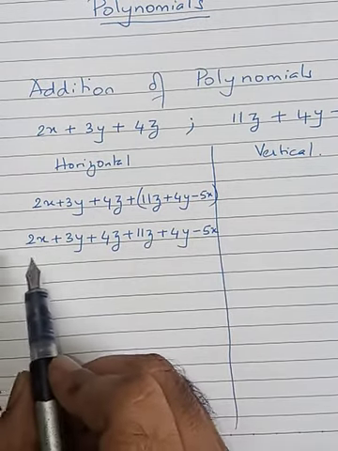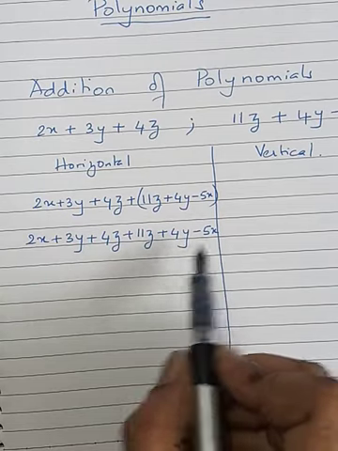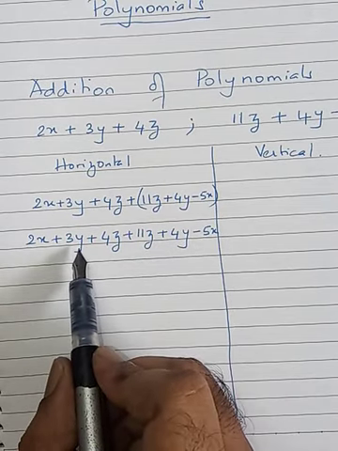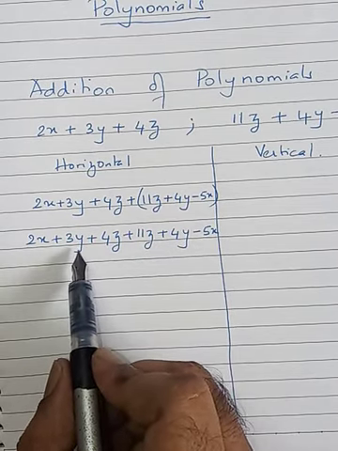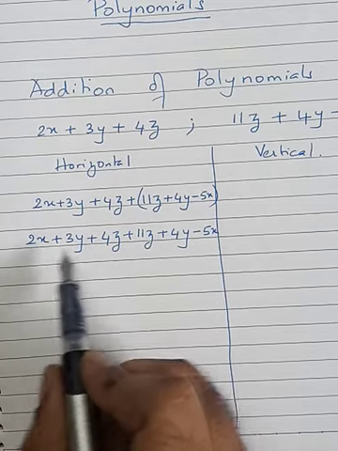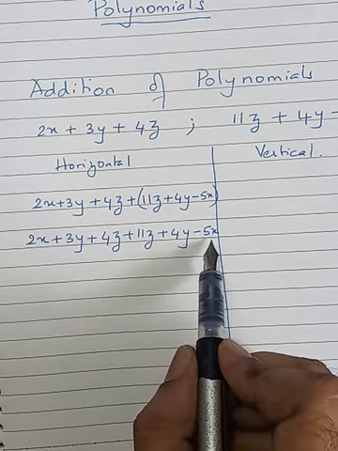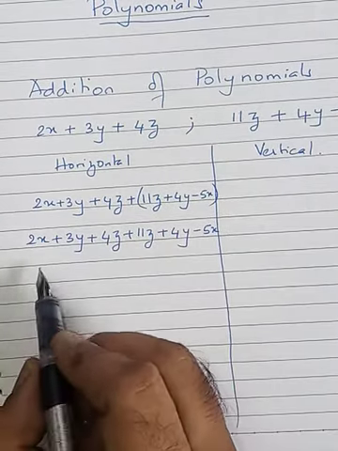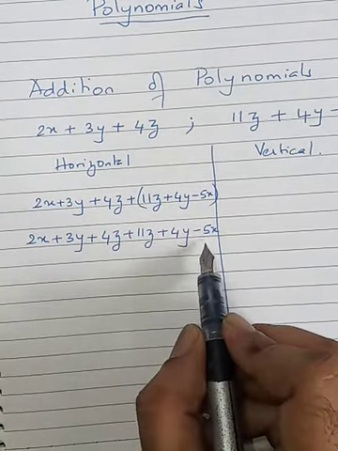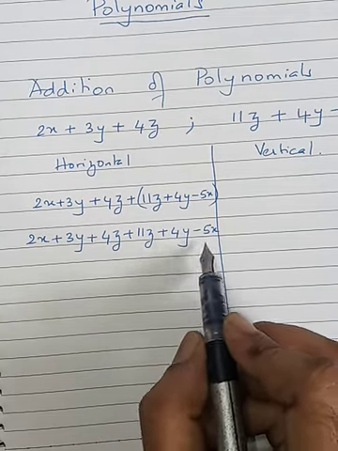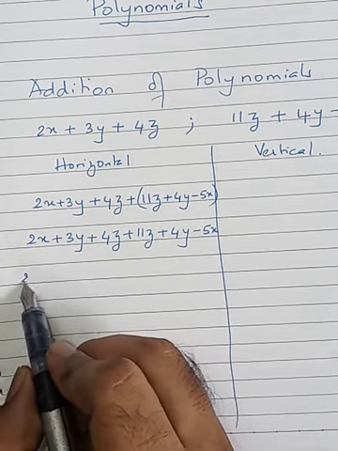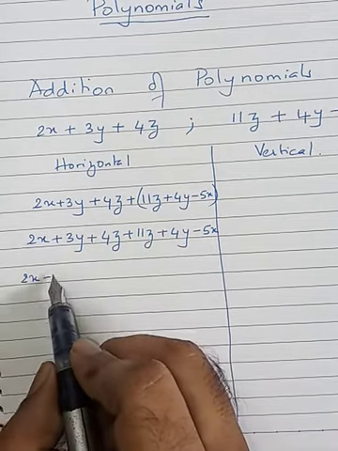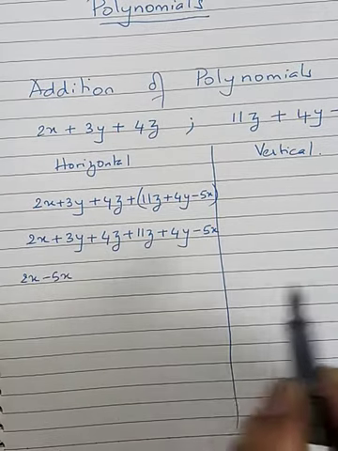Now over here I look out for like terms. Can I add 2x and 3y? No, I can't because they are unlike terms. But I have to look at the 2x over here. I got minus 5x in this corner over here, which I can add. So I'll bring those like terms together along with their signs. Remember, I have to get them together along with their signs. So here 2x, this is minus 5x.